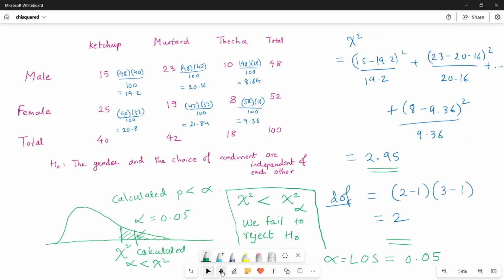And if you remember what our null hypothesis H naught was, this was our null hypothesis: the gender and the choice of condiment are independent of each other, and we are unable to reject this. We fail to reject this means that our conclusion or interpretation is that the gender and choice of condiment are indeed independent of each other.